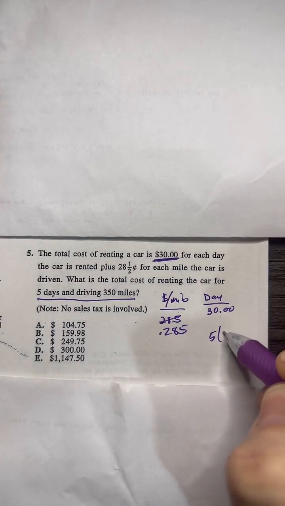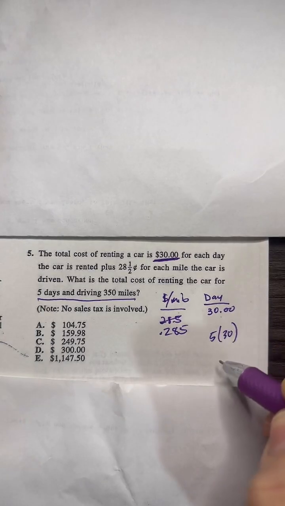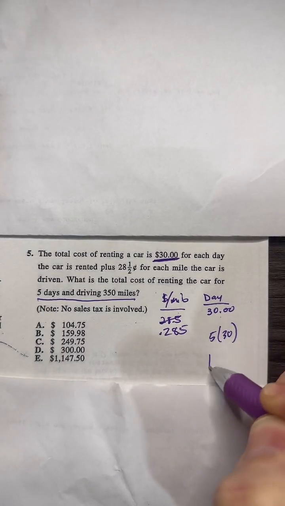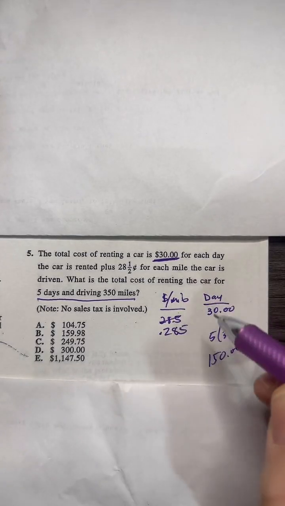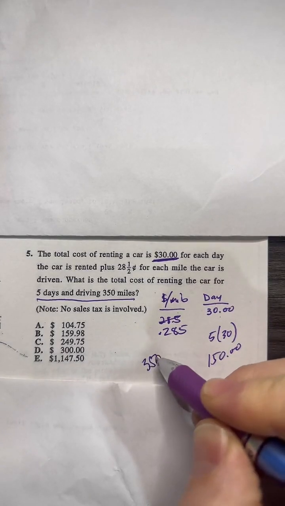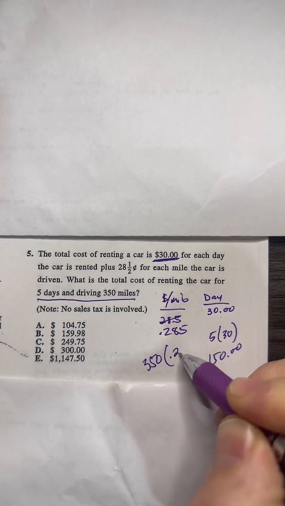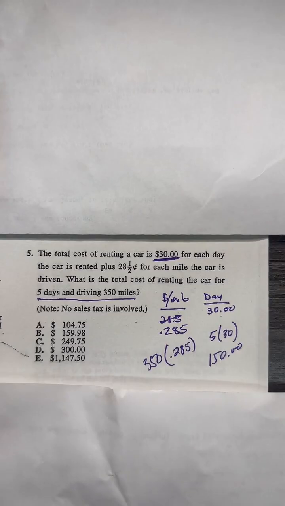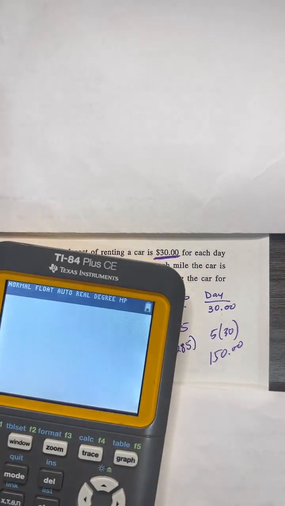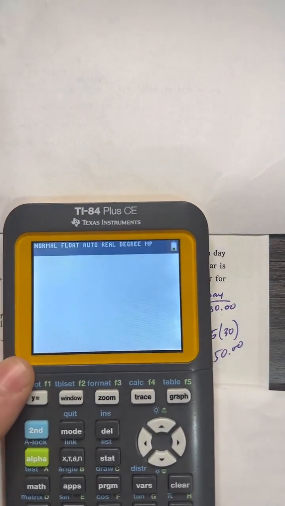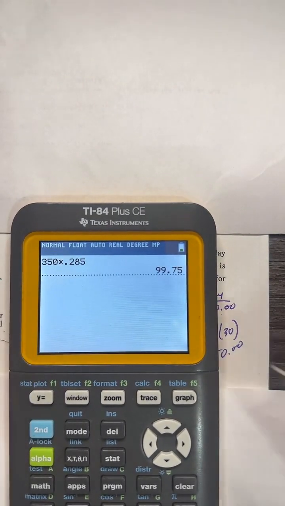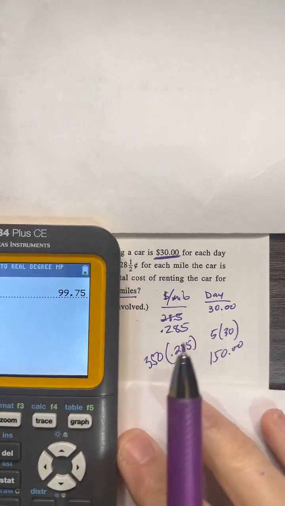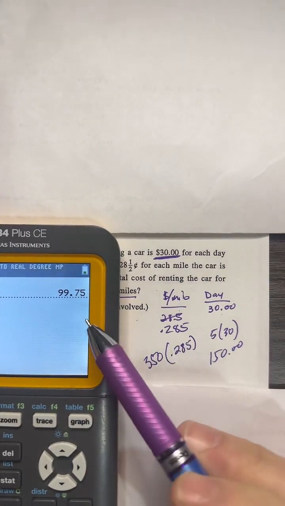So 5 days times 30 bucks a day. Do not grab your calculator on that one, you do not need it. You're definitely going to need it for this next one. If I've got 350 miles and it's 28.5 cents per mile, go ahead and multiply that by 0.285. So we're going to do 350 times 0.285. This is how much money is just for the mileage: $99.75.